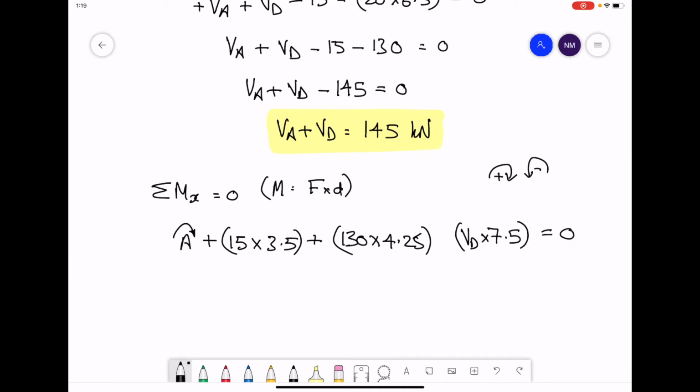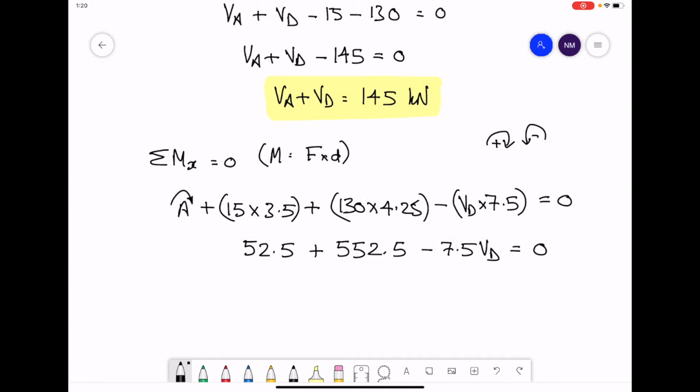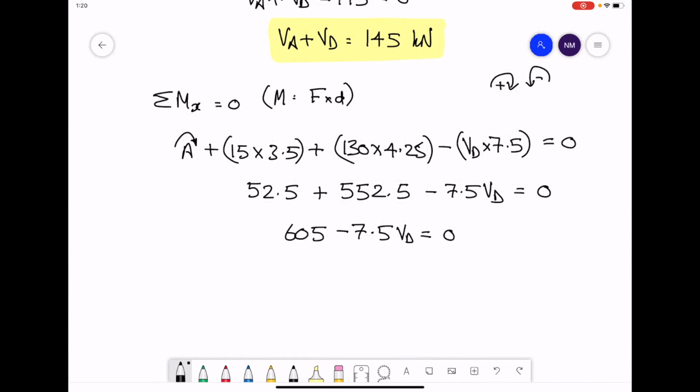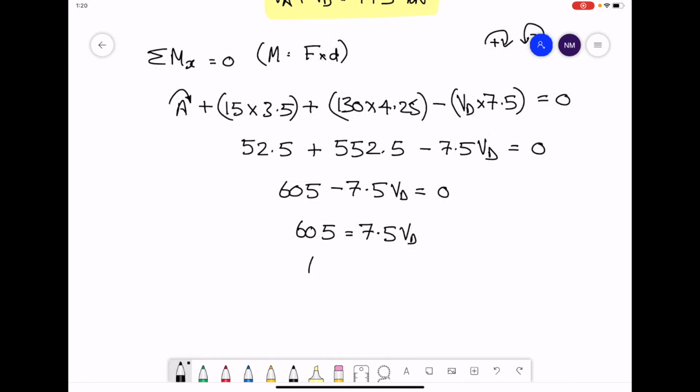Updating these into our equation and then working this through, 15 times 3.5 gives you 52.5. 130 times 4.25 gives you 552.5, minus 7.5 times VD equals 0. Bring the two numbers together, 605 minus 7.5 VD equals 0. Move the 7.5 VD to the other side of the equal sign, making it positive. Then divide through by the 7.5. That gives you your first reaction, VD, which is 80.67 kilonewtons.